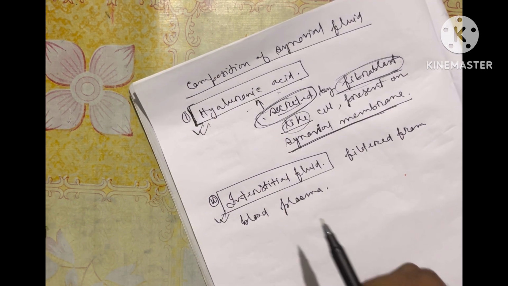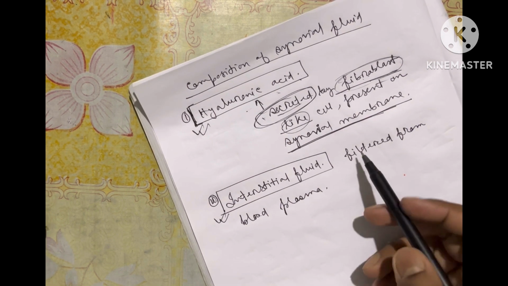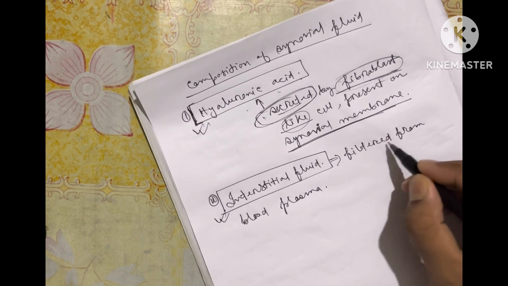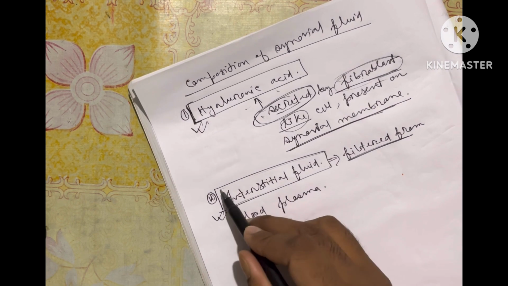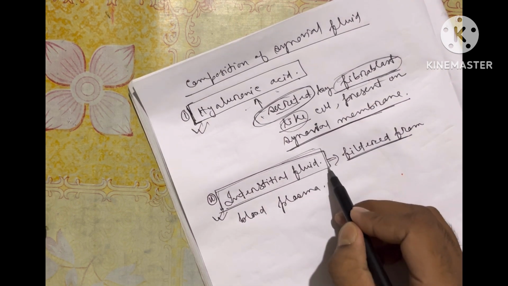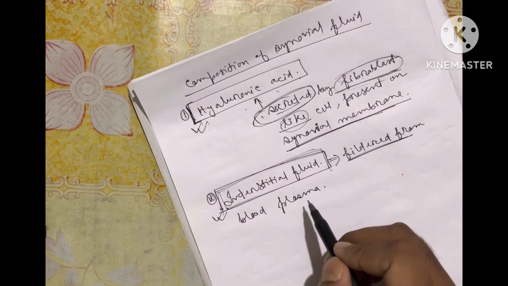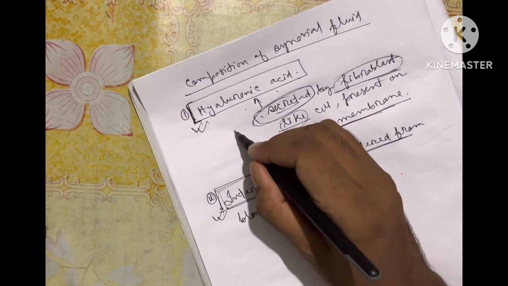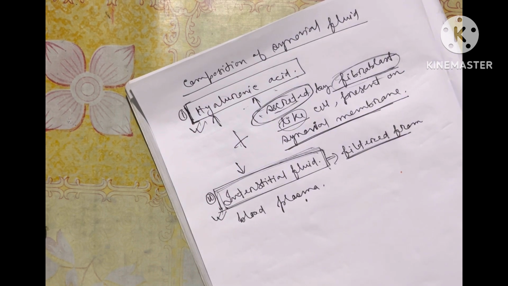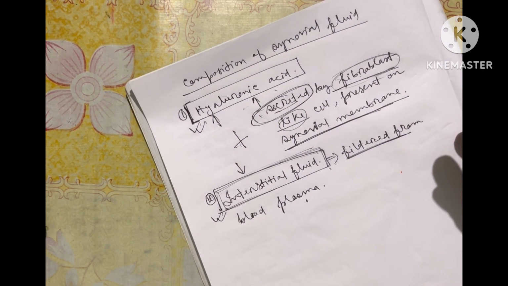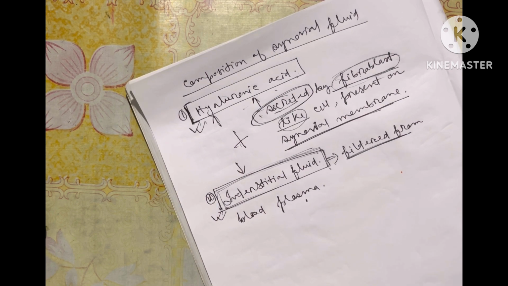Another composition, what is it? This is the interstitial fluid. And interstitial fluid is nothing but the filtered part of our blood plasma. So this is the interstitial fluid, which is a filtered fluid from our blood plasma. So this interstitial fluid plus hyaluronic acid, they are the two major components of our synovial fluid.